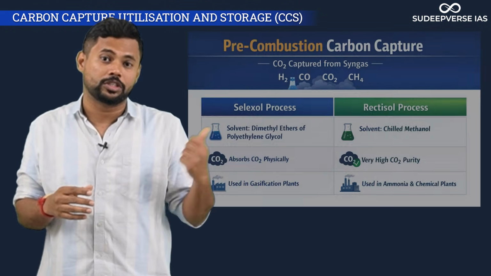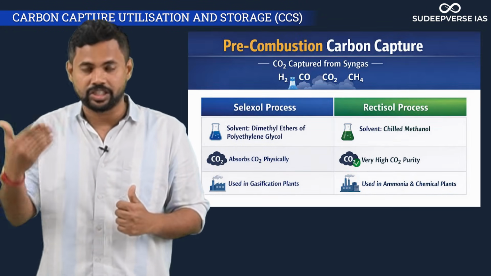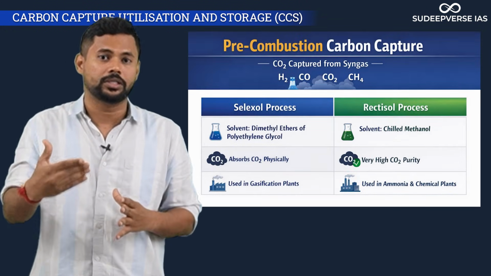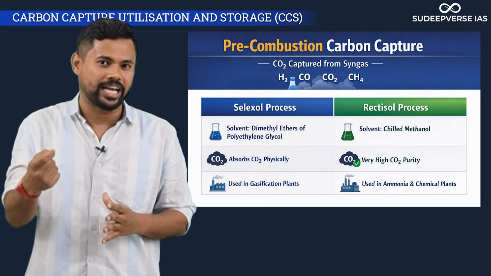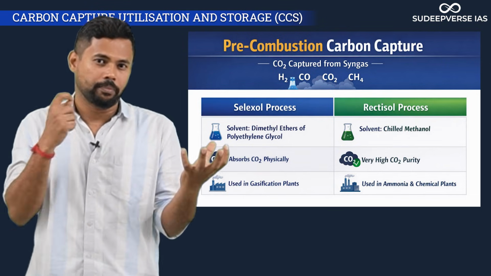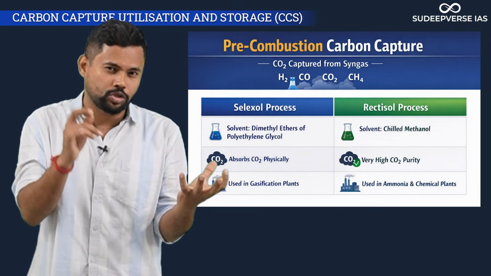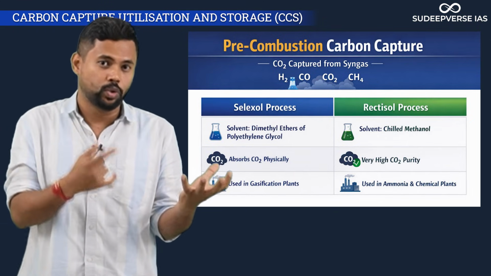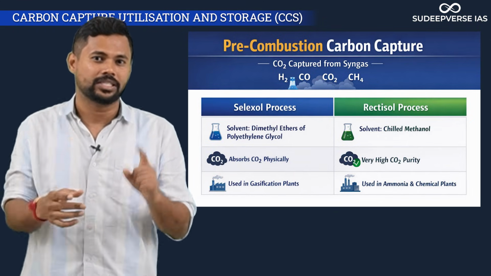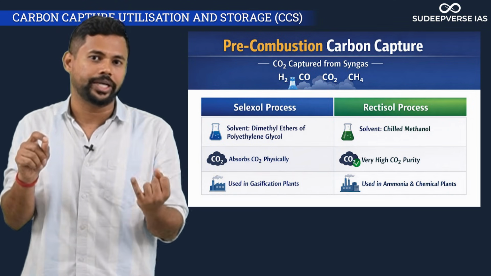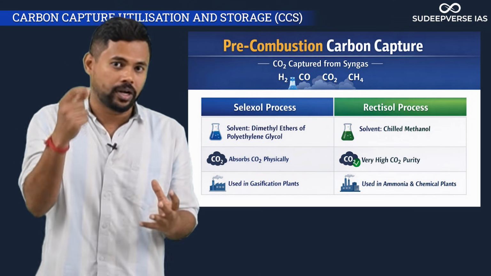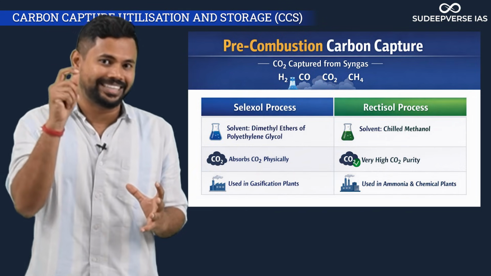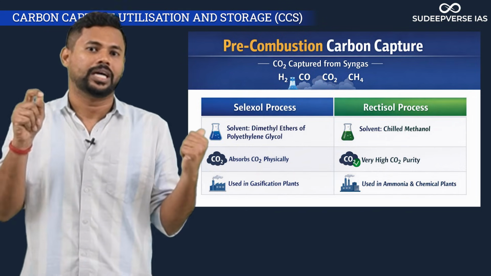Now let us understand what is pre-combustion carbon capture, utilization and storage. In pre-combustion carbon capture, try to understand something called syngas. What is a syngas? A syngas is released when I burn a biomass in the absence of oxygen or in very limited oxygen. When I do that, the biomass releases syngas. That syngas constitutes carbon dioxide, carbon monoxide, hydrogen and methane.